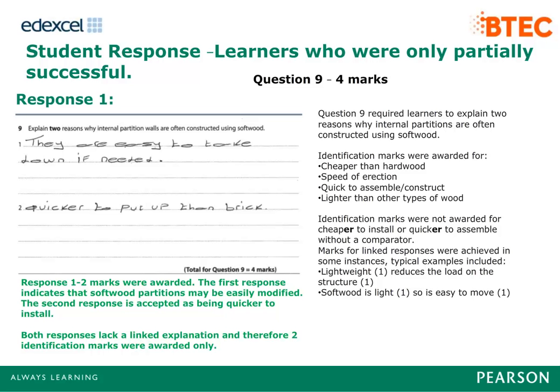In the 2 clips shown, Response 1. 2 marks were awarded. The first response indicates that softwood partitions may be easily modified. The second response is accepted as being quicker to install. Both responses lack a linked explanation, and therefore 2 identification marks were awarded only.